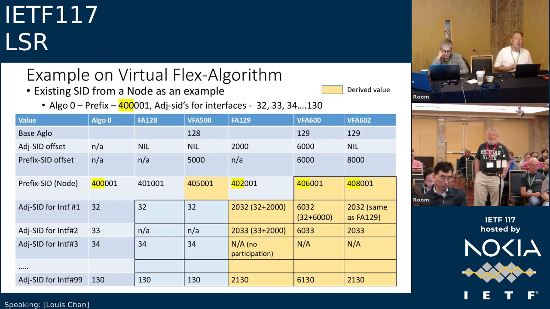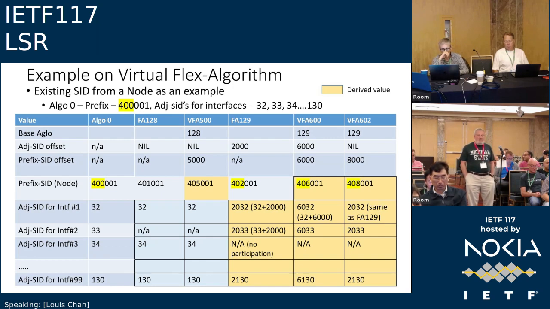Yes, I understand, but look at the example on the Flex Algo 129. If there's an adjacency for the interface number 334, there's no participation. Yes, you're correct. There are some holes over there, but those are a very small number of the labels, right? And if you know that this one is actually not going to be used, you can reassign it, okay? You can do garbage collection and put it back into your usable range if you want, okay?